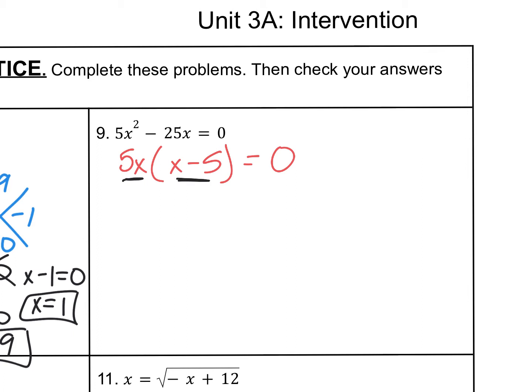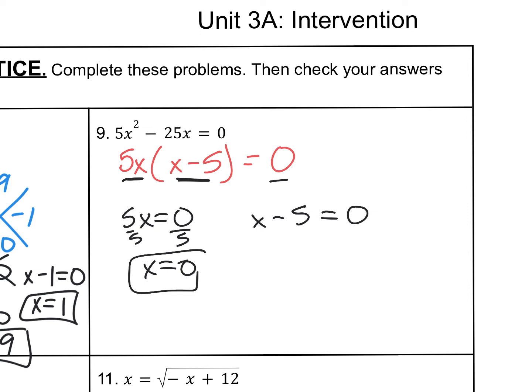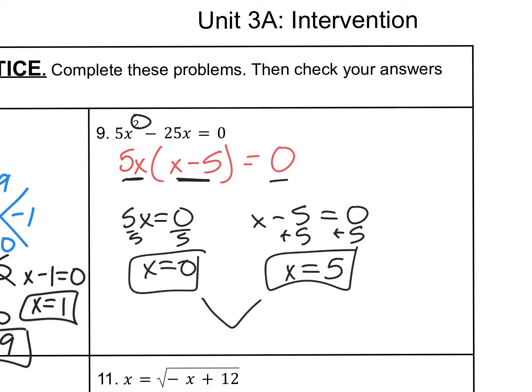Now I just have 2 factors that I break apart and set equal to 0 to get my 2 answers. Okay, here we would divide by the 5, x is just 0, and here we'd add 5, x is just 5. That's it. 2 answers, 2 answers.